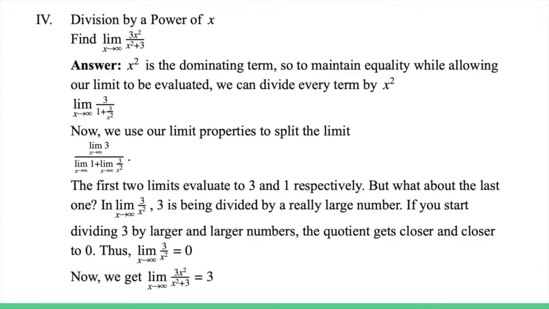Since the numerator and the denominator have the same dominating term, we'll claim that x squared is the dominating term for this entire rational function. So, to maintain equality while allowing our limit to be evaluated, we can divide every term by x squared, as in this case we're just removing an x squared from the value.